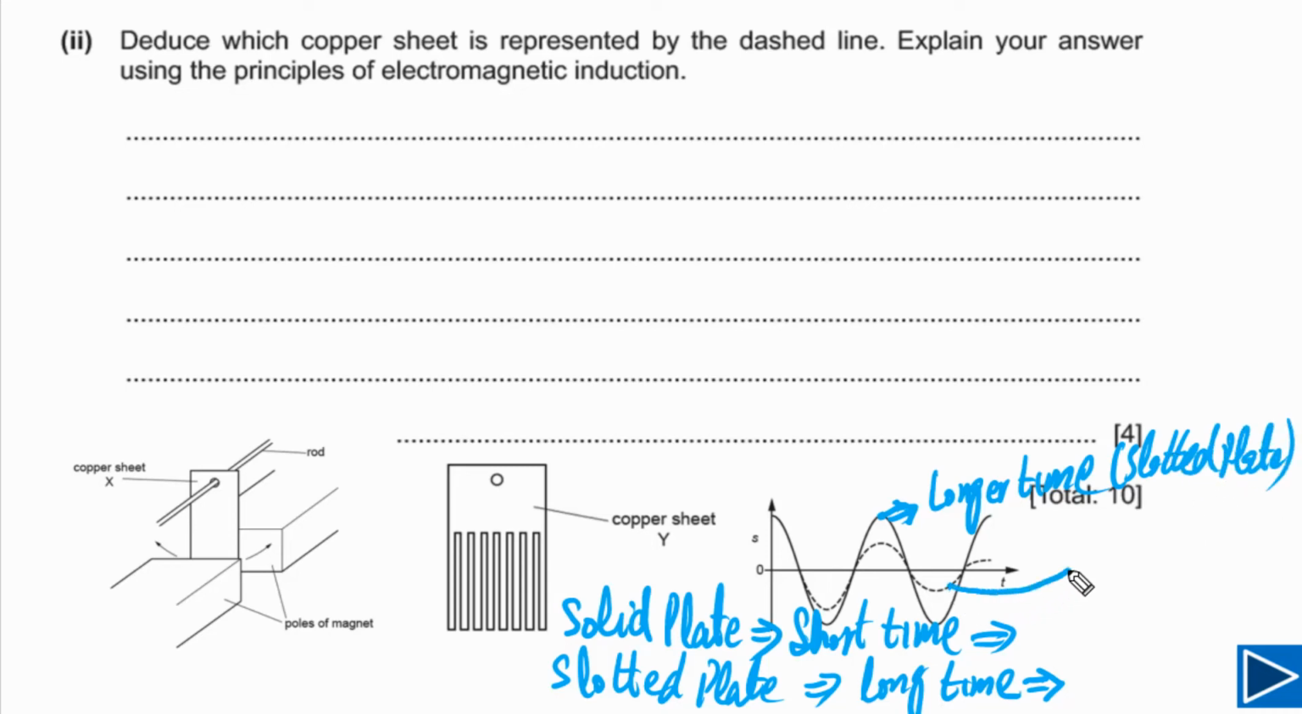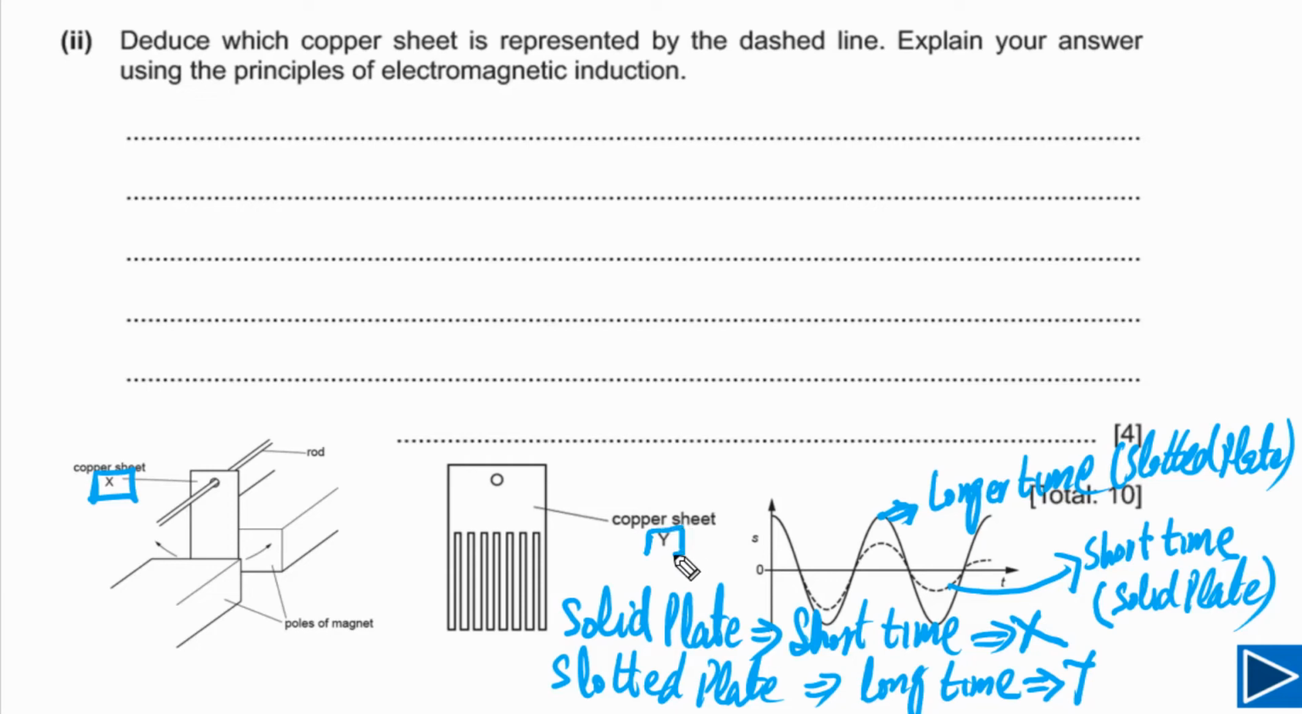If you look at the dashed line, the time taken is short because its amplitude is decreasing with time. So it will take a shorter time to stop. And the shorter time is taken by the solid plate. So we can say X is the solid plate. Shorter time is taken by the solid plate and longer time is taken by Y, and this one is the slotted plate.